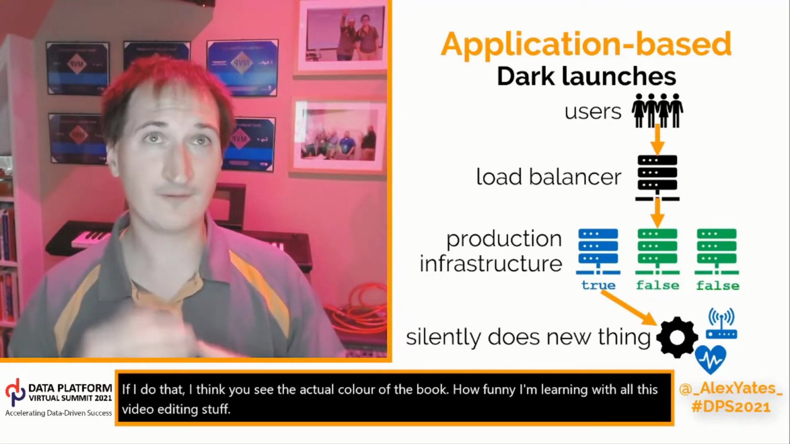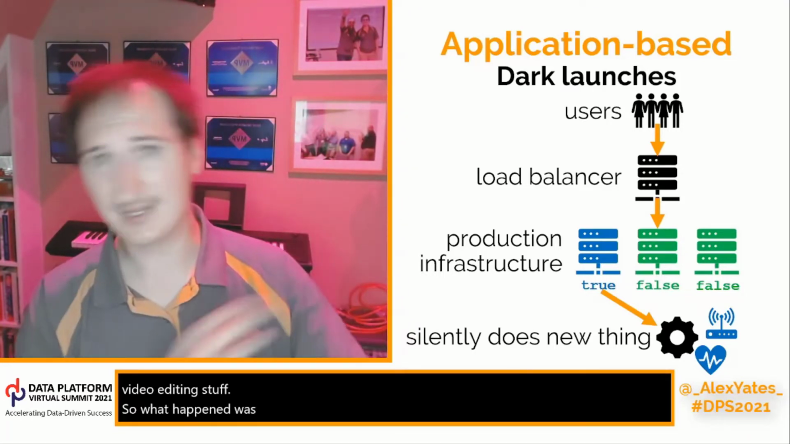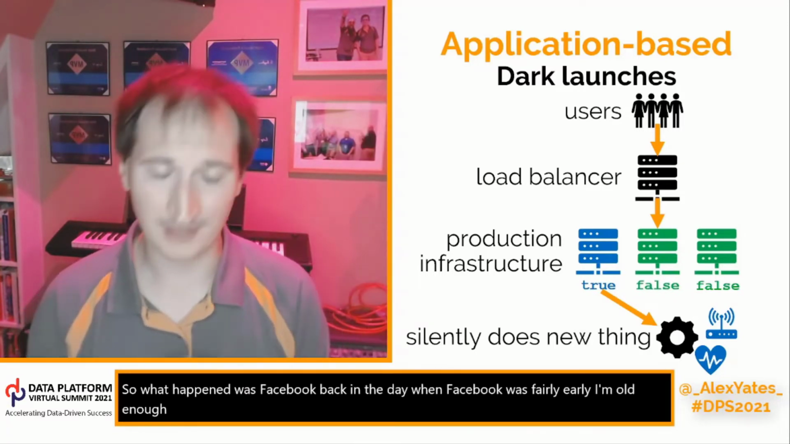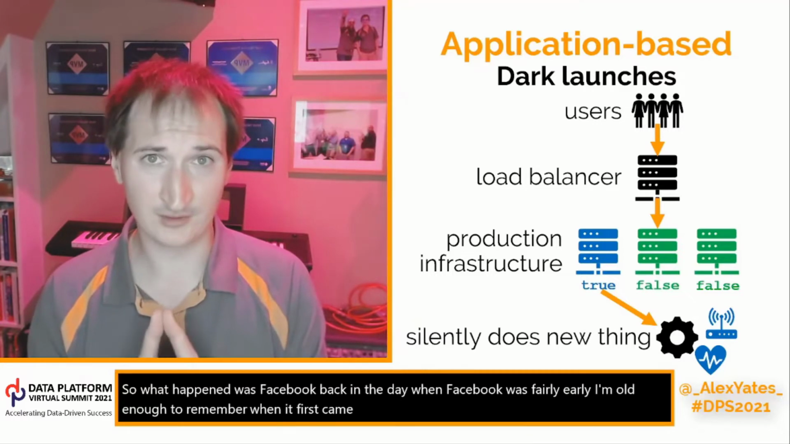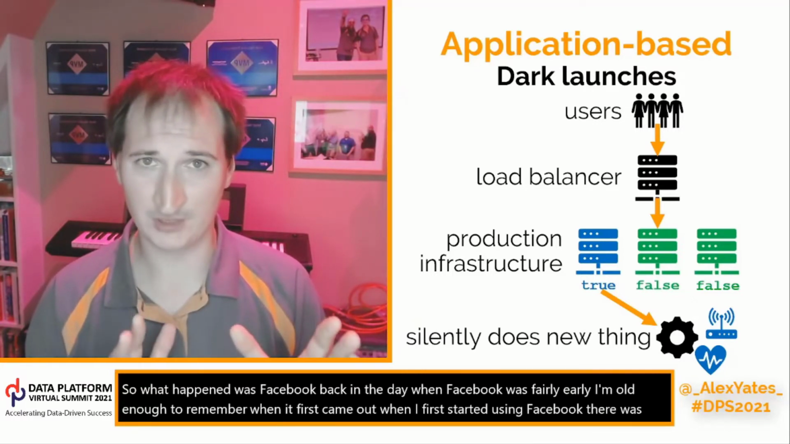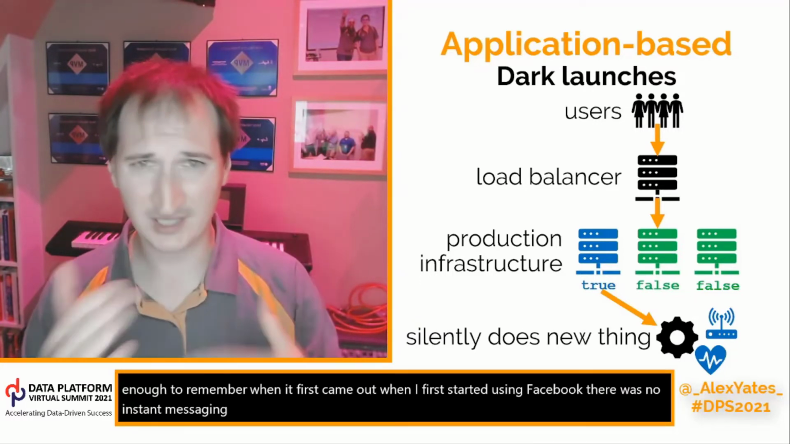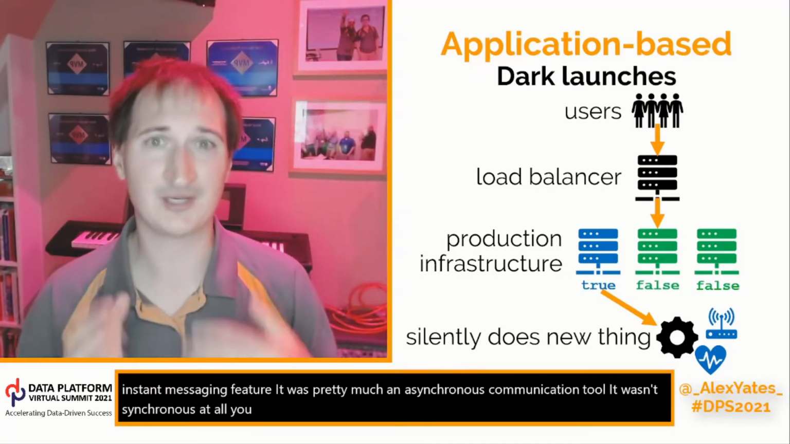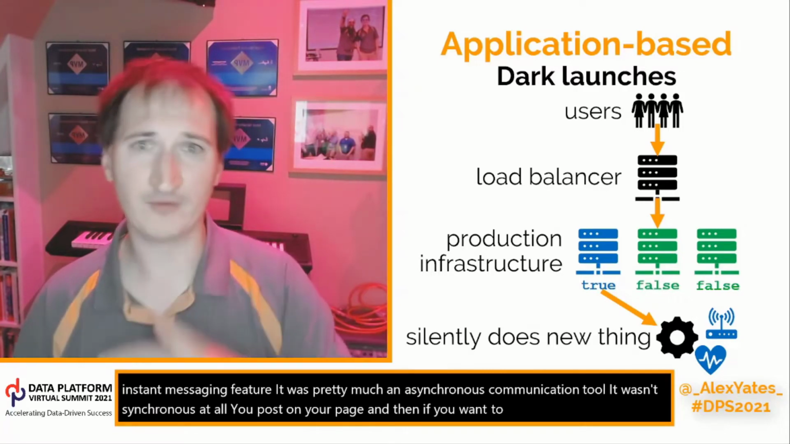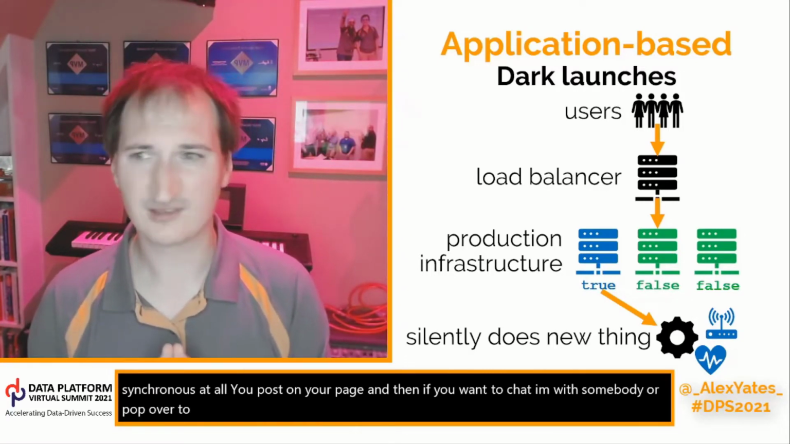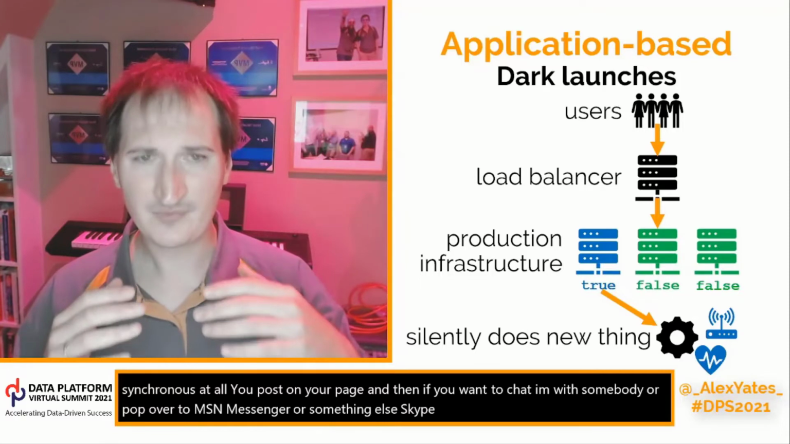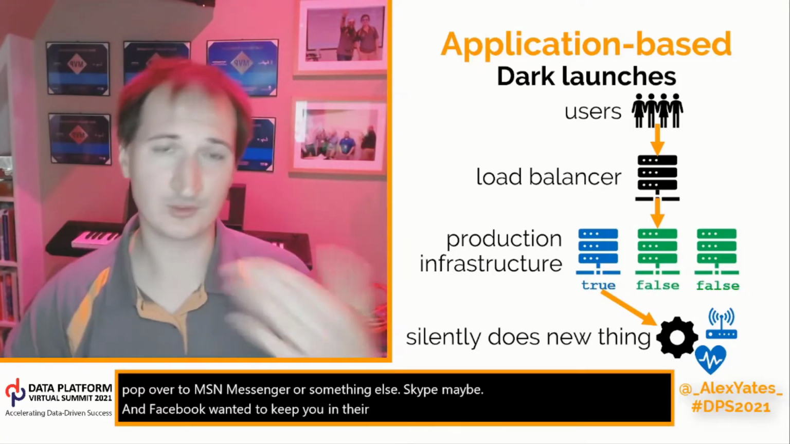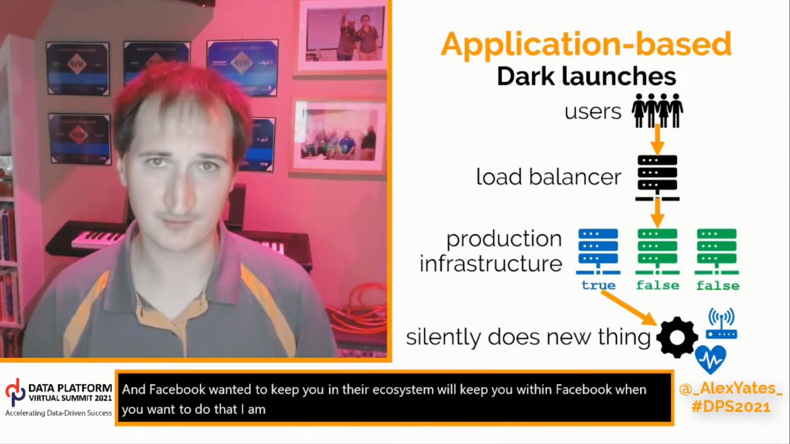So what happened was Facebook, back in the day when Facebook was fairly early, I'm old enough to remember when it first came out. When I first started using Facebook, there was no instant messaging feature. It was pretty much an asynchronous communication tool. It wasn't synchronous at all. You'd post on your page, and then if you wanted to actually chat IM with somebody, you'd hop over to MSN Messenger or something else, Skype maybe. And Facebook wanted to keep you in their ecosystem. They wanted to keep you within Facebook when you want to do that IM. They wanted to add IM to their product.